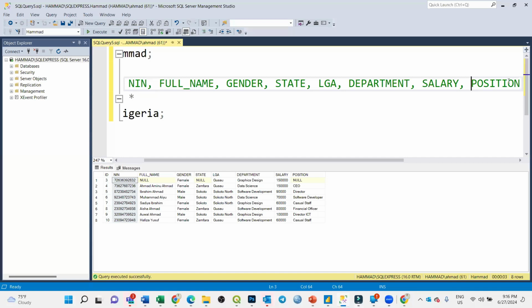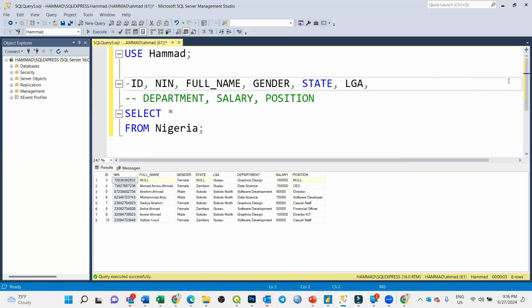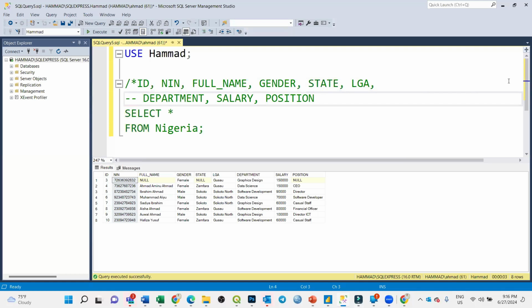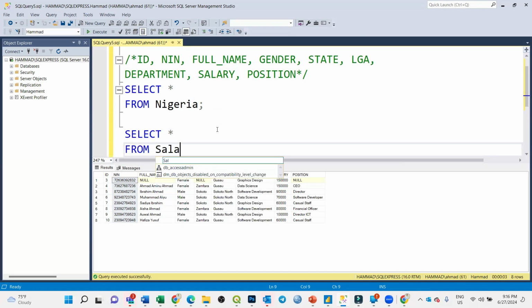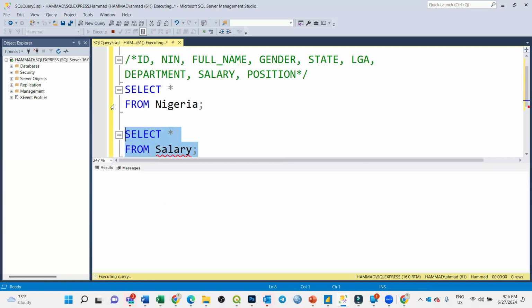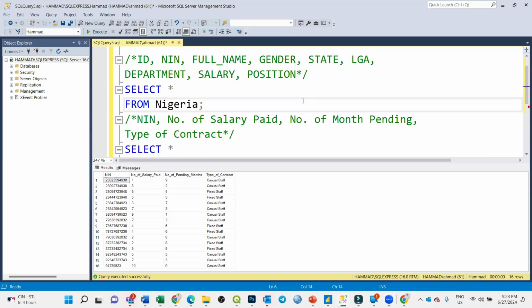Let me break it down and put it like this. So this is what we have in this particular table. So I have another table, which is select all from salary. That's the name of the new table. So we have another table, and, okay, please, can you hear me? Yeah. So these are the two tables that we have.